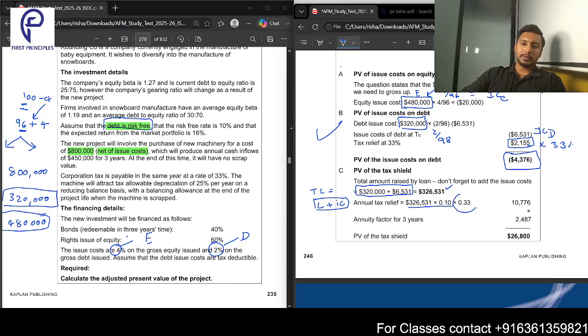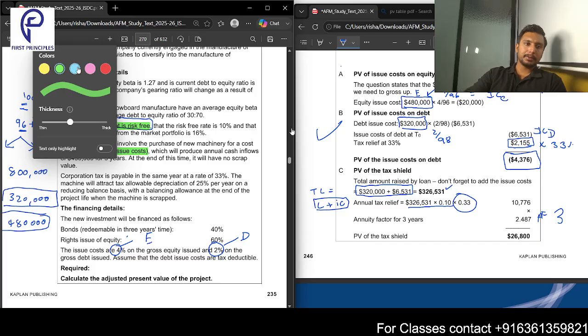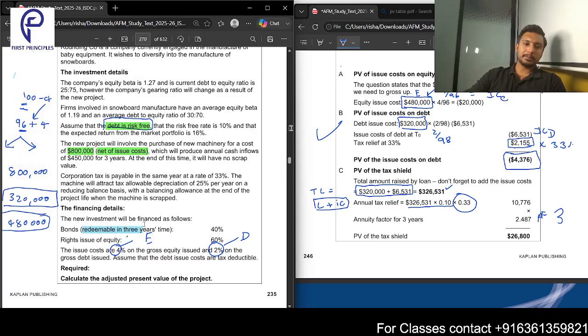So I take 10% of that. And what are the tax savings on that interest payment? I'll get the interest payment here. On that, I take my tax rate. So I get the tax savings, into the annuity factor for 3 years, because they've clearly told it's redeemable in 3 years' time. And the debt is risk-free, and the risk-free rate is 10%. So 10% and redeemable in 3 years' time.